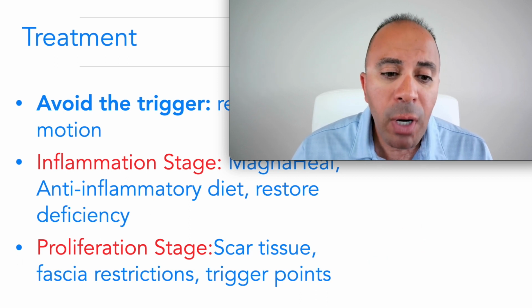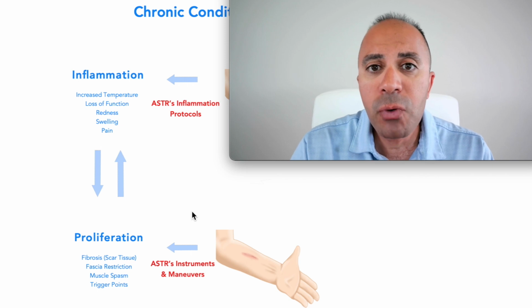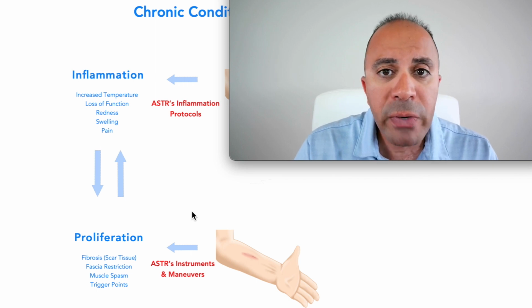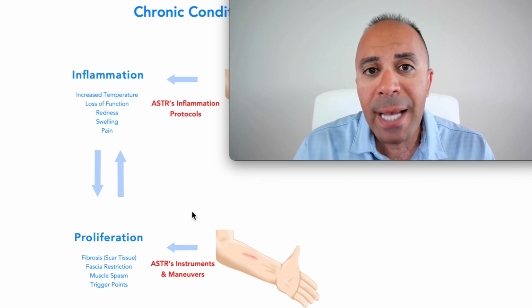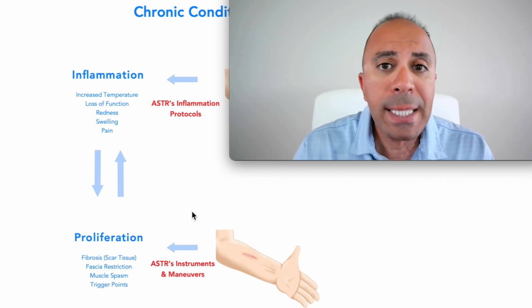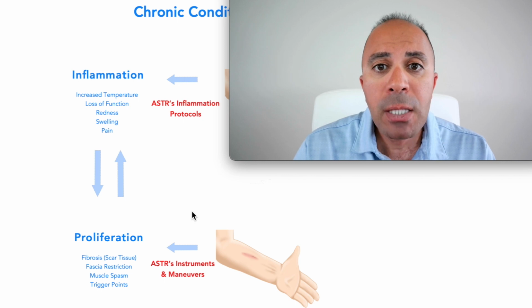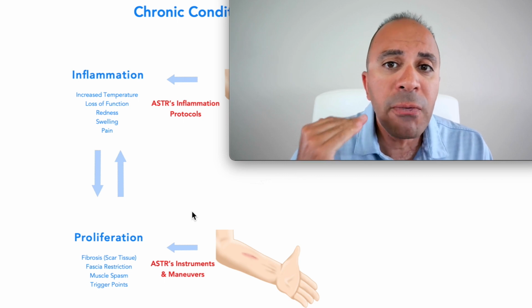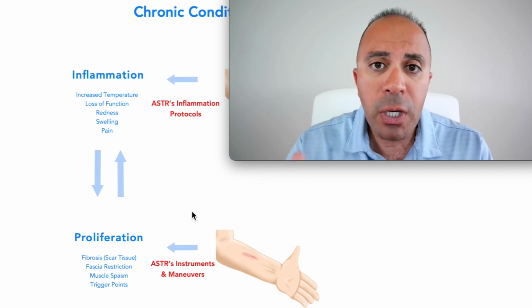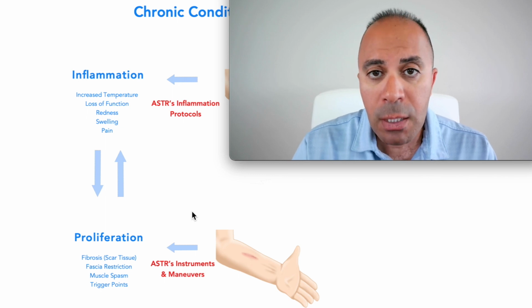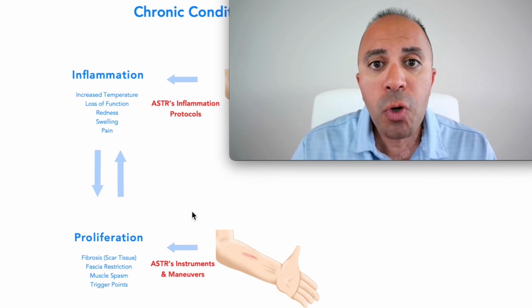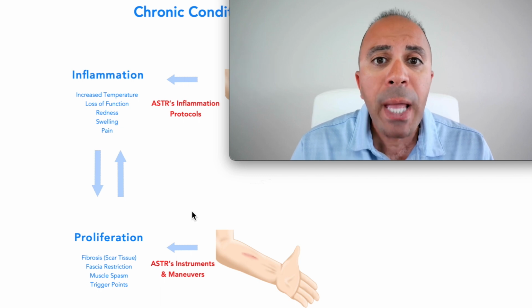But if you have a chronic condition where your body goes back and forth between the inflammation and proliferation stage, you have to be aggressive in breaking that vicious cycle by decreasing the inflammation and breaking the proliferation stage by releasing the fascia restriction, the muscle spasm, the trigger point, and the scar tissue. And that concludes our video on how to stop hand pain.